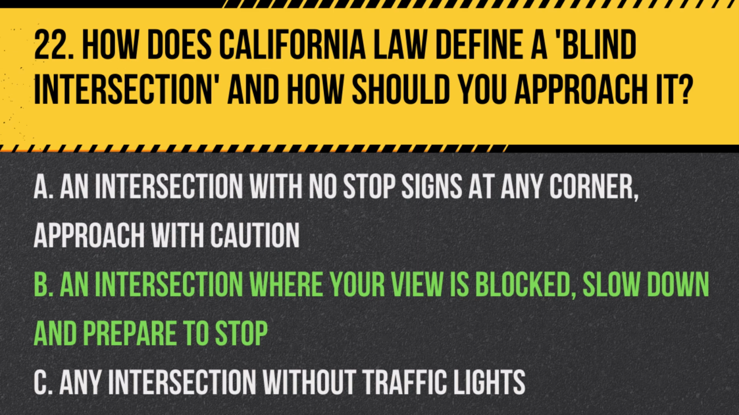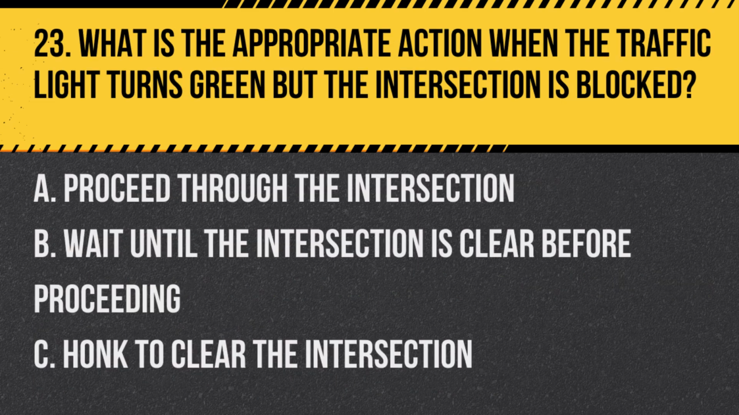to stop. Question 23. What is the appropriate action when the traffic light turns green but the intersection is blocked? A. Proceed through the intersection. B. Wait until the intersection is clear before proceeding. C. Honk to clear the intersection. Answer: B. Wait until the intersection is clear before proceeding. Even if the light is green, you should wait until the intersection is clear before proceeding.